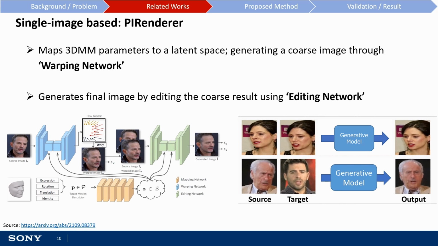So I would like to share one paper from each category. For single image based, a state-of-the-art paper titled PIRenderer maps the input motion descriptors to a latent space. It then generates a coarse image based on the motion estimated using a warping network. Finally, the editing network is responsible for generating the final image by editing the coarse result as an image-to-image translation task.